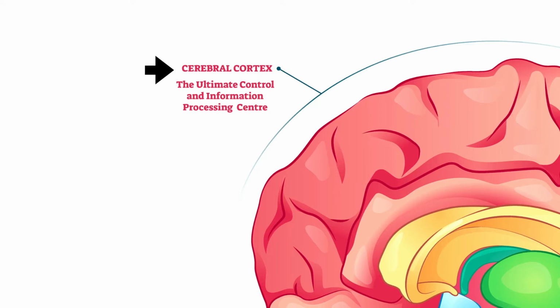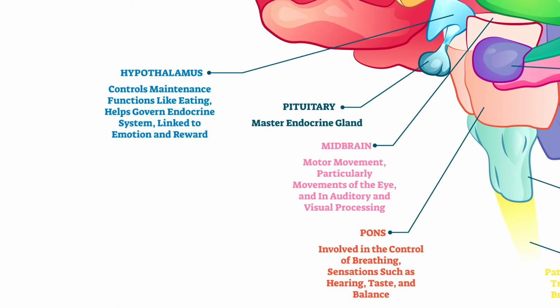We move down here to these areas here. We have the hypothalamus. It's kind of almost above your palate in your mouth. Above the soft palate, that's where the hypothalamus is. Controls maintenance functions like eating. They govern the endocrine system, linked to emotion and rewards. So this is food and emotion and hunger and satiation and those kinds of things related to the hypothalamus. We have the pituitary, one of those glands that is actually secreting hormones like we talked about in the last class.